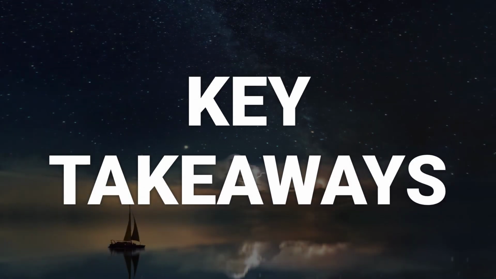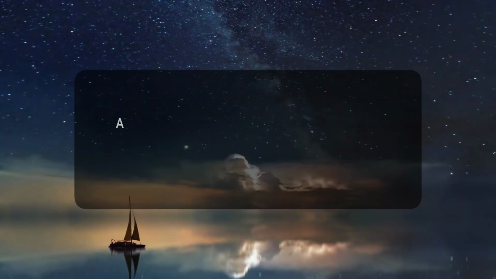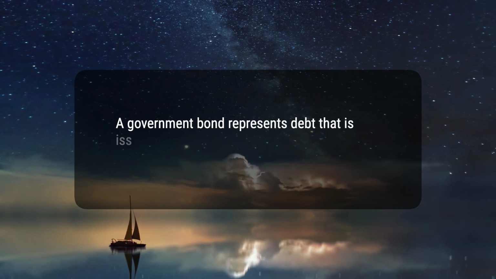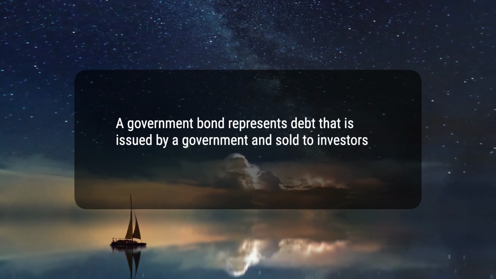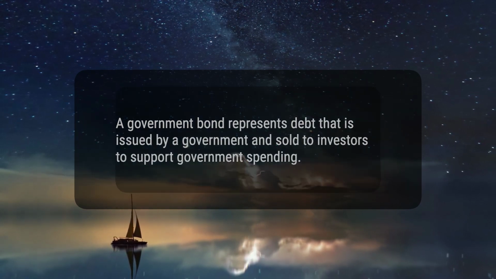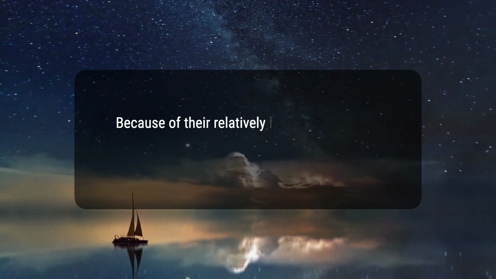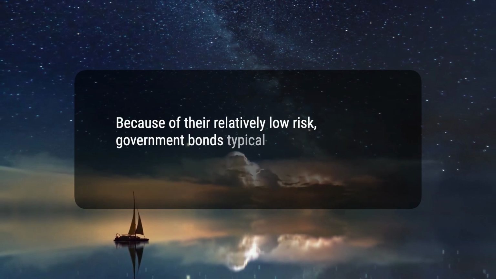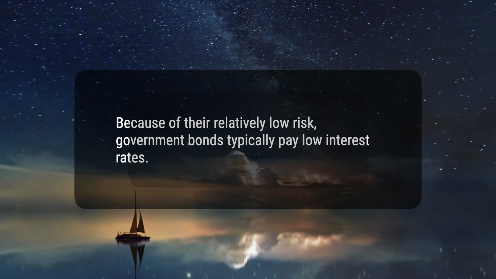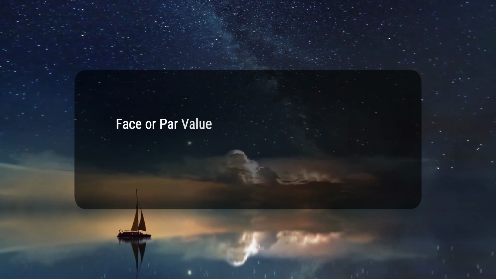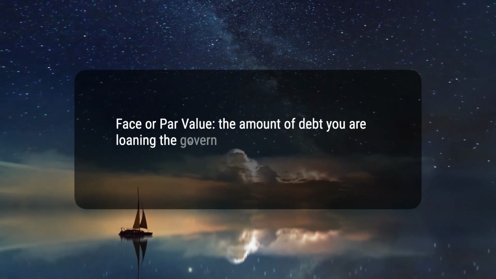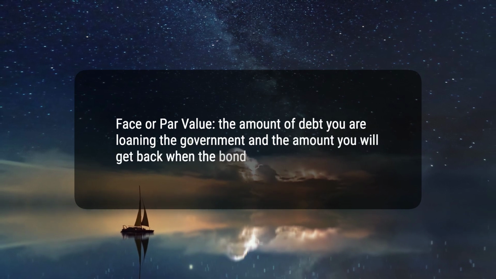Here are 11 key takeaways. 1. A government bond represents debt that is issued by a government and sold to investors to support government spending. 2. Because of their relatively low risk, government bonds typically pay low interest rates. 3. Face or par value, the amount of debt you are loaning the government and the amount you will get back when the bond matures.